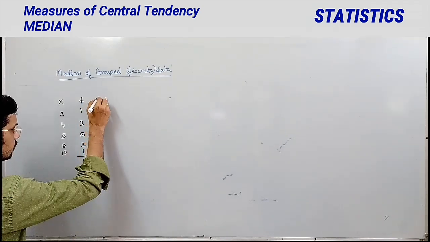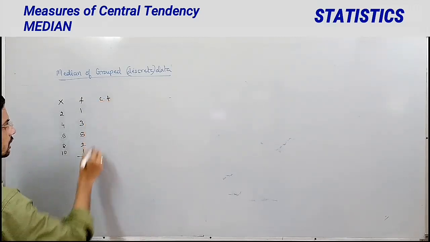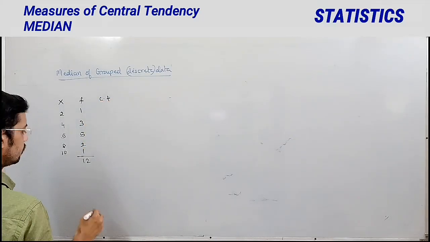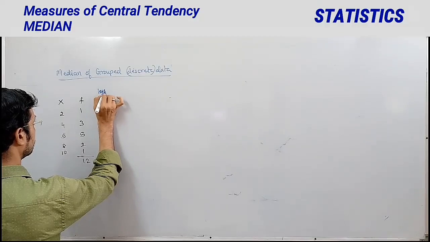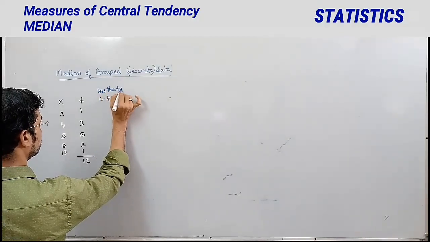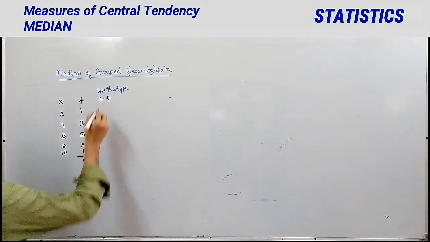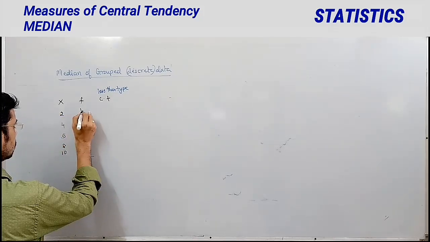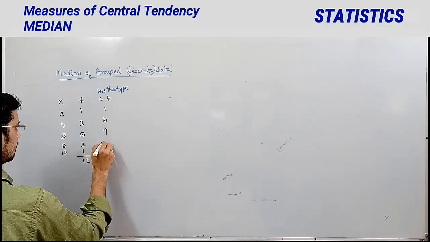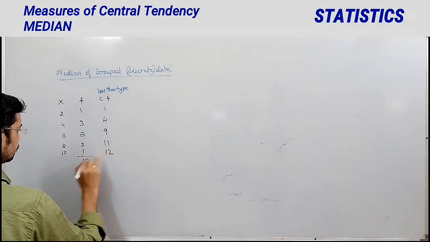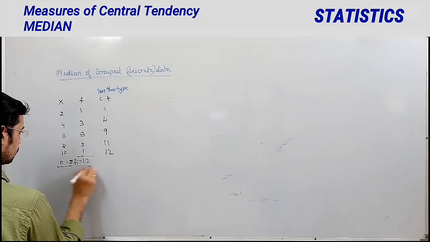For this, the first thing is we need to arrange them, and if they are already arranged, then we need to find the cumulative frequency, the less than type cumulative frequency. It is very simple. The first frequency is 1, then 3 plus 1 is 4, 4 plus 5 is 9, then 9, 10, 11 and then 1 is 12. We can observe that n equals sigma fi, and that is equal to 12.